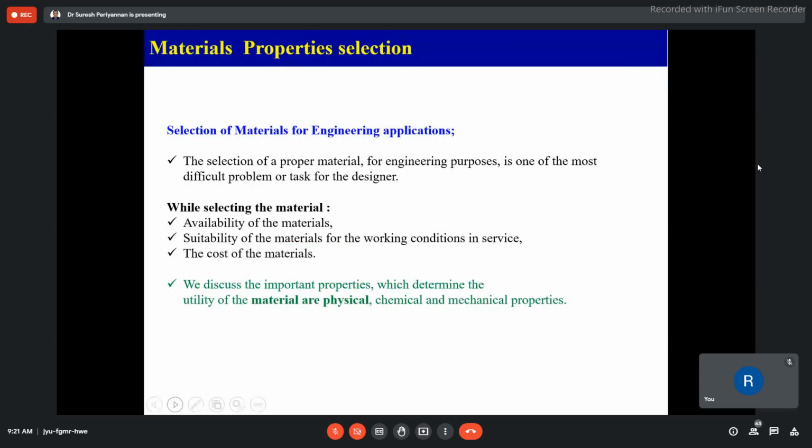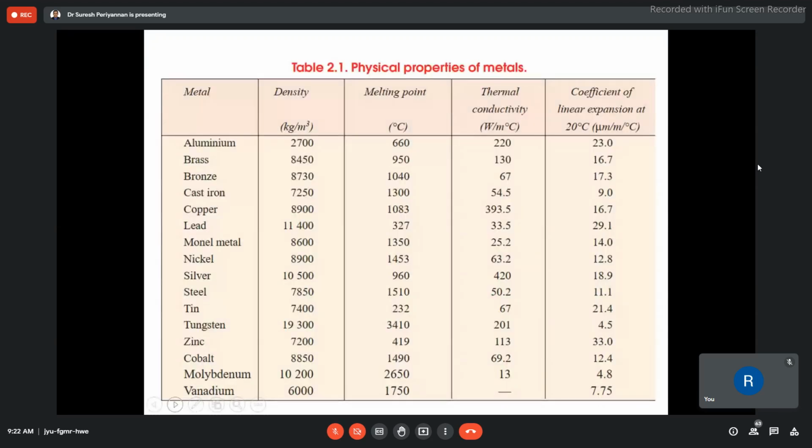The material properties we can classify majorly in three ways: with respect to physical properties, chemical properties, and mechanical properties. Now we are going to look at the physical properties and mechanical properties of the different materials. Okay, now first table, see here.